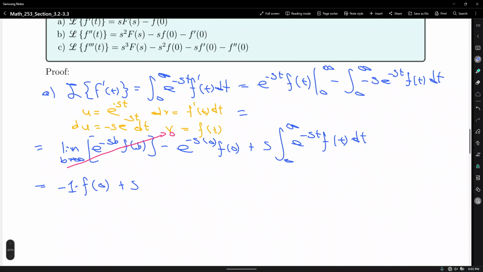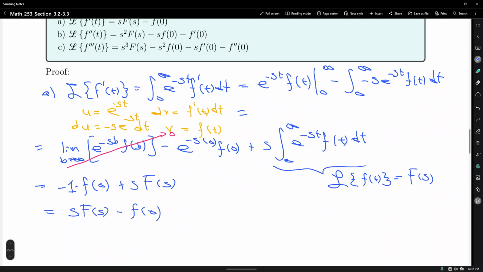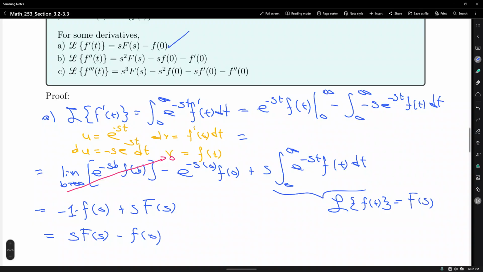plus s times, hey, do you recognize this integral here? Isn't that the definition of the Laplace transform? We can very well say L of f of t, but isn't that the same as saying this is the Laplace transform of f of t, which is F of s? Well, rearranging this, it is s F of s minus f of 0. And this actually proves the first formula.